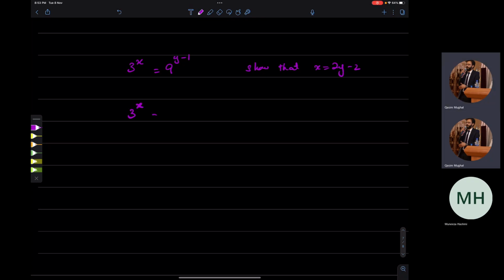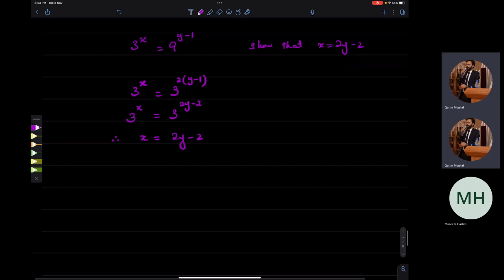So 3 to the power x stays as it is. On this side, I'm going to write down 3 squared, and then y minus 1 will be multiplied with the new power. So 3 to the power x equals 3 to the power 2y minus 2. Now, once the bases are the same and it says they are equal, it means the powers are the same as well. So that leaves us with x equals 2y minus 2. That's what you were supposed to show.